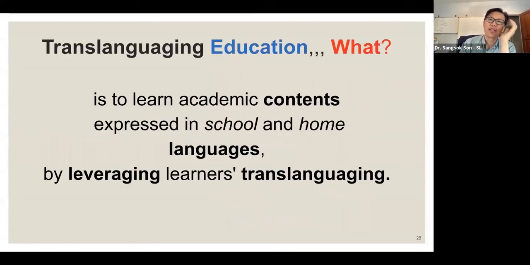And then what is translanguage education? Translanguage education is to learn academic contents expressed in school and home languages by leveraging learner translanguaging. So it is to learn the academic content which is integrated in school language and home languages. Content itself cannot be taught or learned without any language, so content should be integrated with the languages, both school language and home language. How? By utilizing student translanguaging practice as a resource. This is translanguage education.